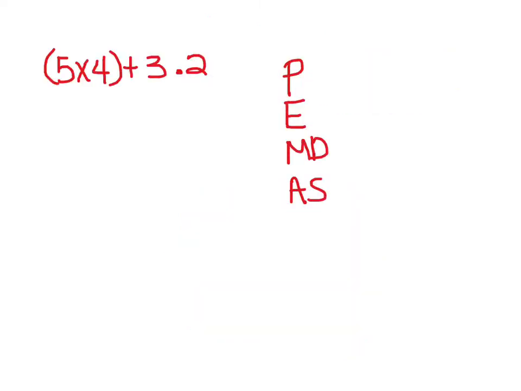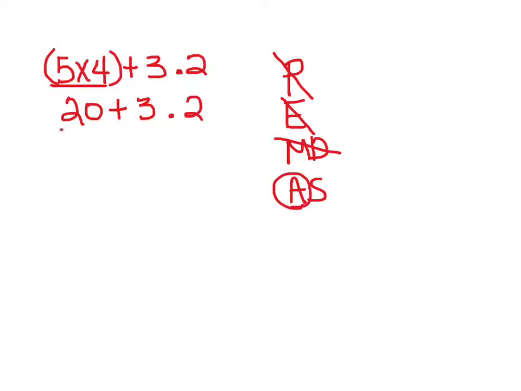All right, (5 times 4) plus 3 and 2/10. That's a PEMDAS. So we're going to first do parentheses. So we're going to mark out the parentheses and solve it. 5 times 4 is 20. Once you solve one operation, everything that you don't underline comes down to the next line. So plus 3 and 2/10. We don't have exponents. There is no multiplication or division. All I have left is addition. So 20 plus 3 and 2/10.